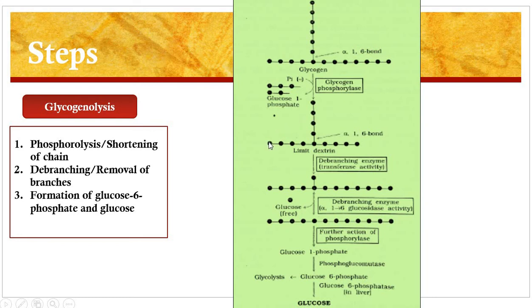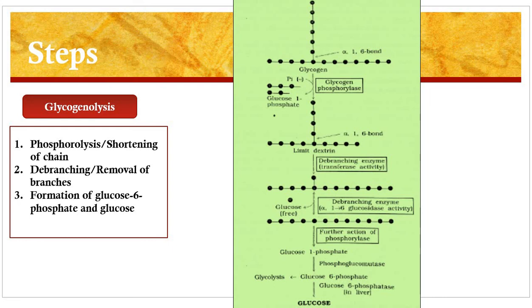So here in the chain there are 1, 2, 3, 4, 5, 6, 7, 8 and 9 glucose molecules, but after addition of these 3 glucose molecules in the chain, there are 12 molecules of glucose in this chain, and only 1 molecule of glucose is present here at the branching point.